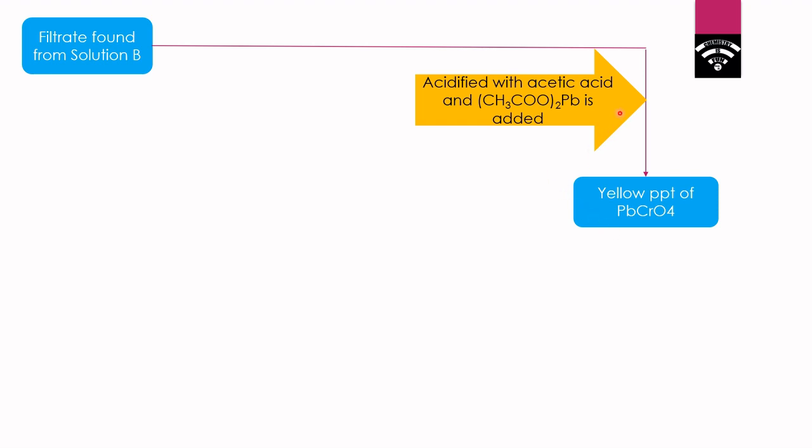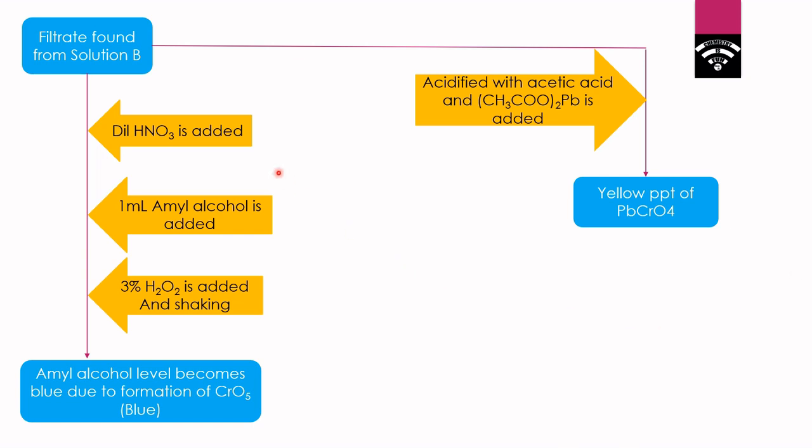Why do we have to use acetic acid? Because lead chromate is soluble in sodium hydroxide media, and if you remember, we dissolved the precipitate in the sodium hydroxide and H2O2 solution and then boiled it. If we do not acidify the solution with acetic acid, PbCrO4 will form and it will dissolve in the solution. Maybe we find some pale yellow color, but to confirm it we must add acetic acid to find the yellow precipitate.